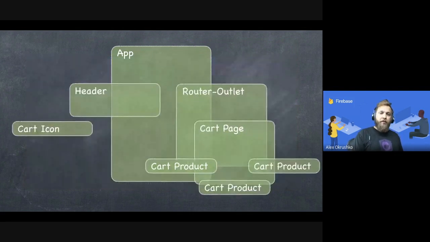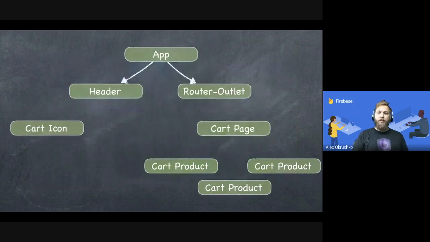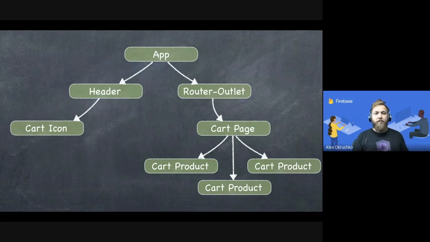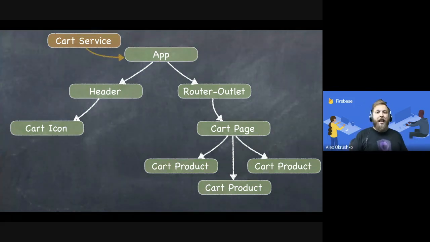Let's split it up into the tree view a little bit, so it's a little bit easier to see what I mean. So we have app, header, router, so basically the same view, but in a tree of components view. So cart icon needs the data about the items that are in the cart, but also cart page needs the data. So how can we approach this? Well, one of the approaches we can do is have cart service provide the data to the app, the first component that they have in common. And that, here's your cart items. And now we can push that through the inputs further down to the pages.